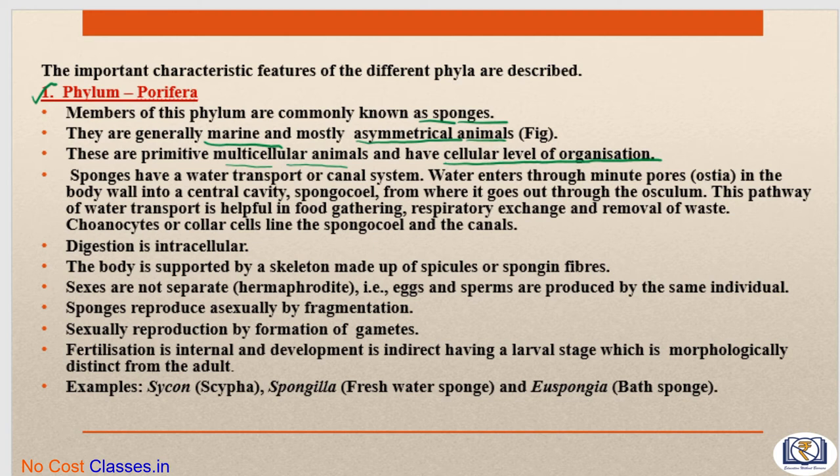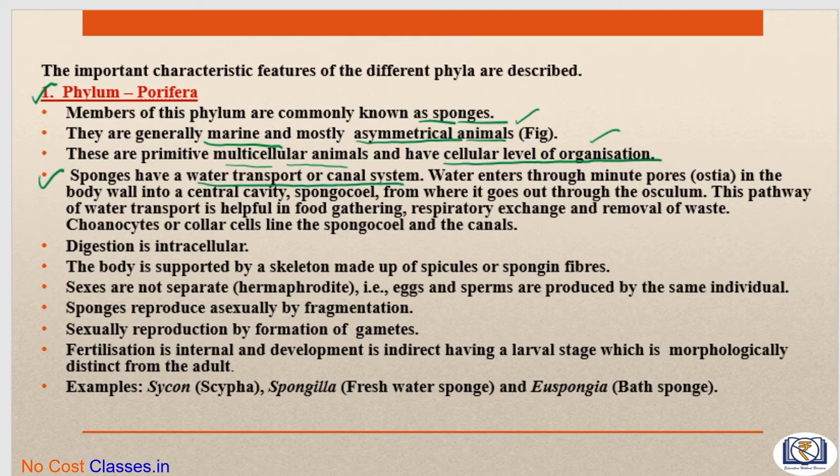Again, important enough, and I have shared with you, they are multicellular because we do not have any animal which is not multicellular. Okay, so we have the cellular level of organization, loosely arranged cells. I have explained about it as well. The sponges have a water transport system. Beta, remember this specifically: if you write points, you will write asymmetric, then cellular level of organization, and in the third point you come to the water transport system.